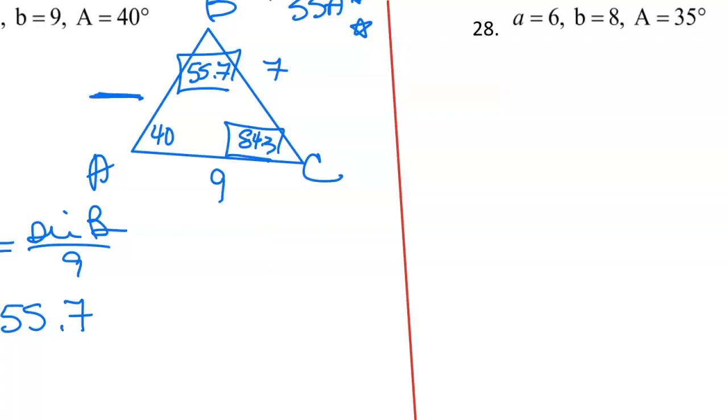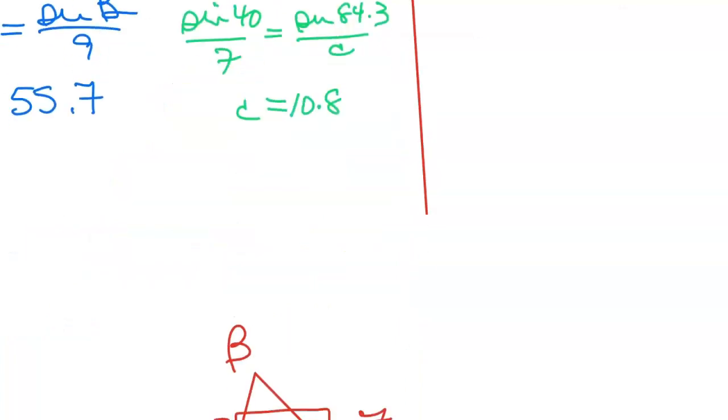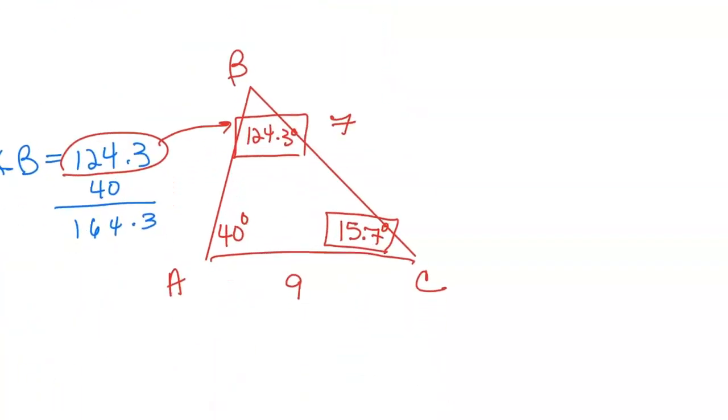So to get that, I'm going to say sine of 40 over 7 equals sine of 84.3 over little side C, and I get little side C of 10.8. Okay, so that's that completed triangle. I have to come back down and complete the other triangle.